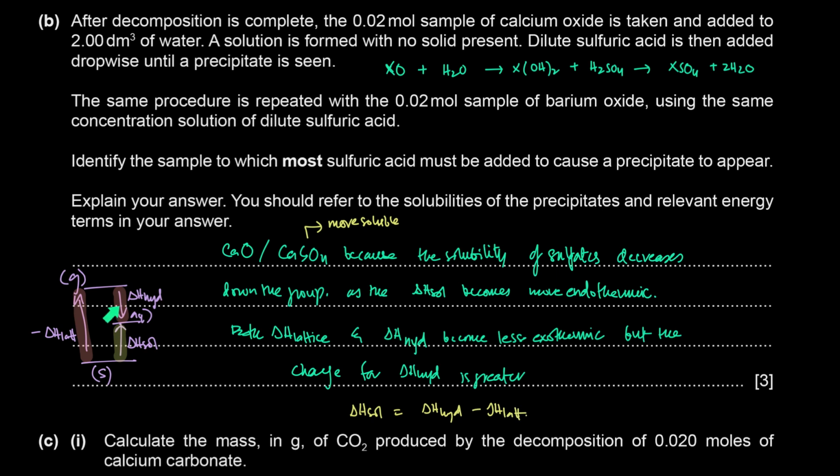Now in this particular case, think of it this way. The delta H solution is becoming more endothermic because the solubility is decreasing. If the delta H solution is becoming more endothermic, it means that hydration is changing by a bigger amount. Hydration is becoming less exothermic, and lattice enthalpy is also becoming less exothermic. But because hydration is shifting by a greater amount, delta H solution is moving further upwards. Because the change in hydration is greater, the delta H solution becomes more endothermic.